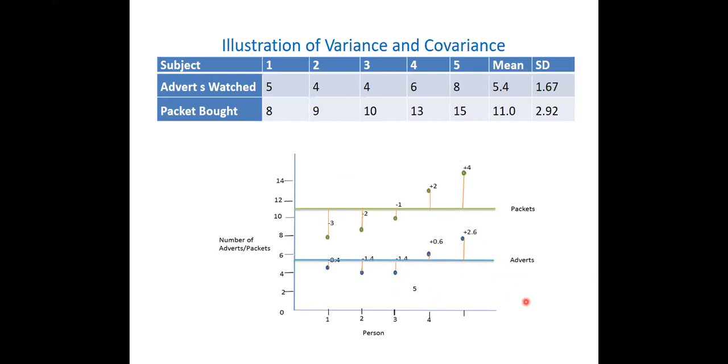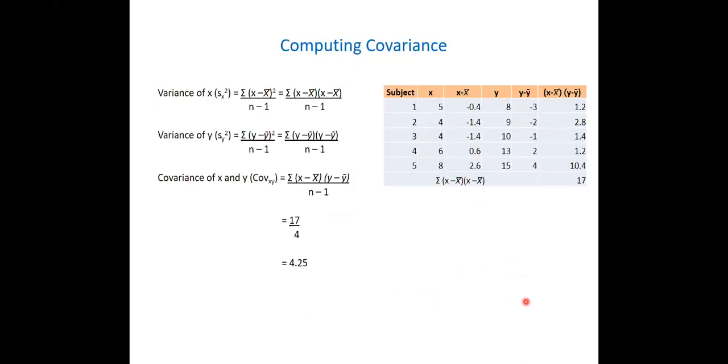Now we can see in this example that the covariance is a form of positive covariance. Now, how do you compute this covariance? If you remember the formula for variance, how do you get the variance?